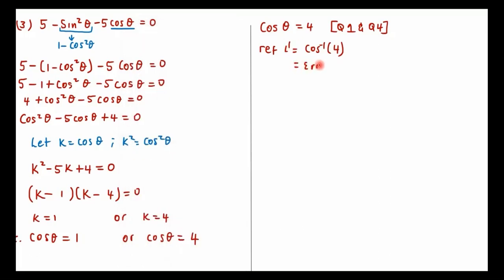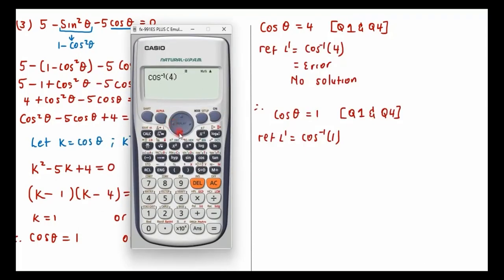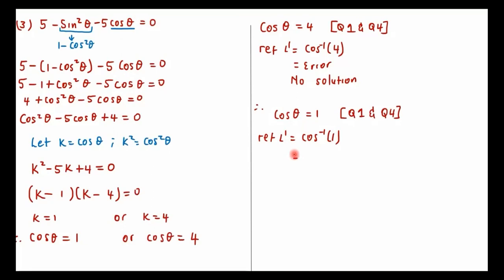Because of you getting an error here, it means for this part there won't be any solution, right? But for this one there will be a solution. This is positive in the first quadrant and in the fourth quadrant. So let's go ahead and calculate that solution here. The reference angle will be cos inverse 1. So we are going to get an answer there now because we're having 1 there, right? See there, we're getting 0.